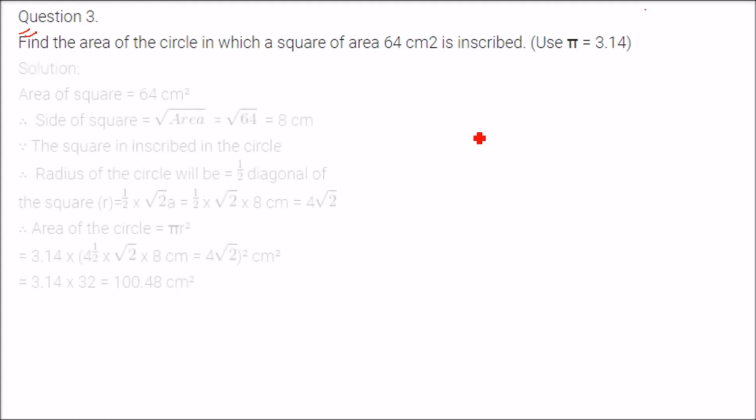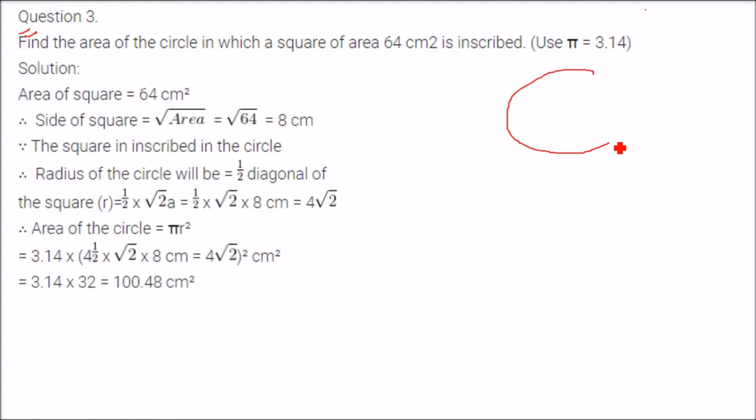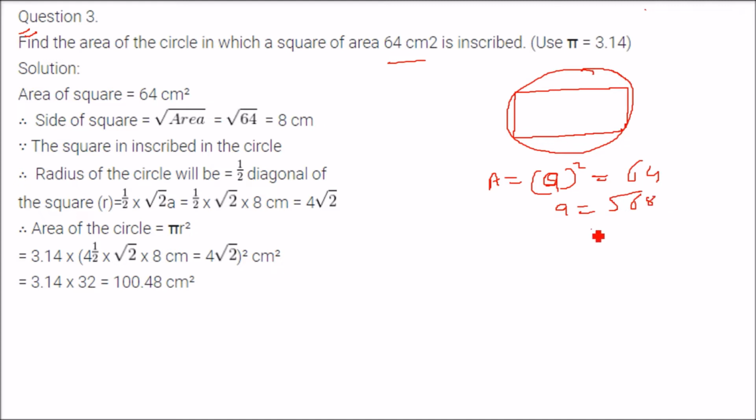Next is: find the area of the circle in which a square of area 64 is inscribed. So we have a circle and there we have a square being inscribed. So what is the area of the square? Area of the square is side square. Let us assume the side to be A. So it will be A square, and this is given as 64. So A will be equal to under root 64. A is 8. So the side of the square is 8.